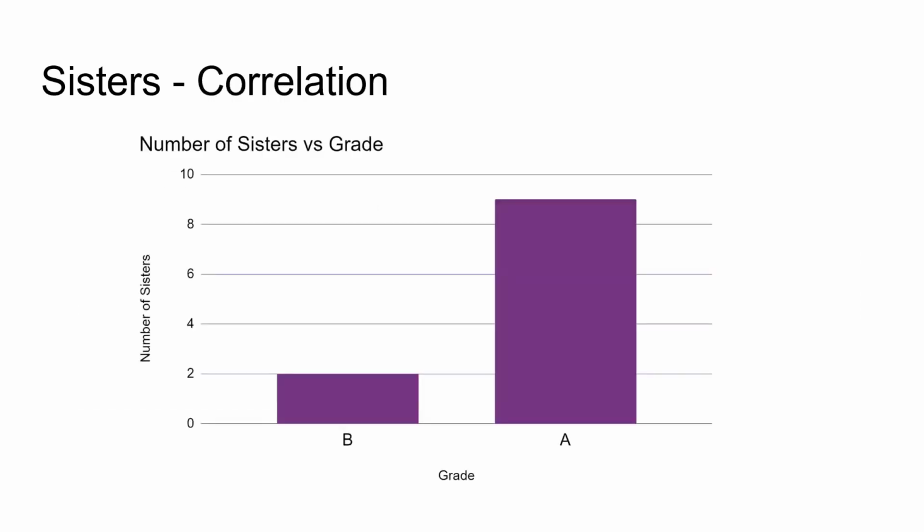So I've taken an aggregation of the mean number of sisters per grade, and we can see that there does seem to be a positive correlation between these variables, right? The average grade B student has 2 sisters and the average grade A student has 9 sisters. Obviously, we've really weighted that with our student with a world record number of sisters.